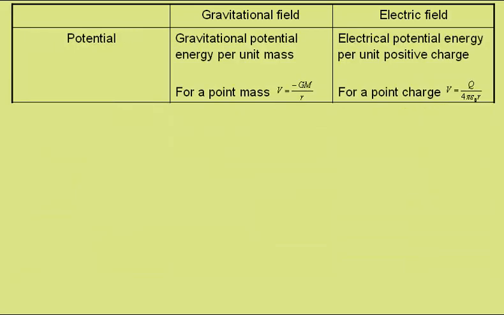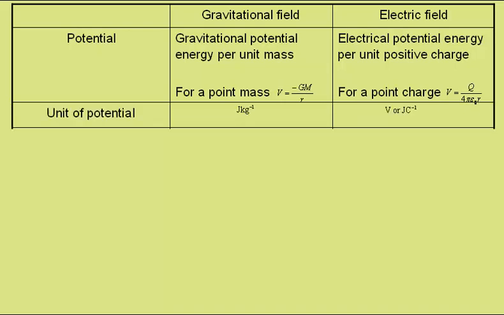Now to look at potential. Well, gravitational potential is the gravitational potential energy per unit mass at a particular point. And for a point mass m, the gravitational potential V is given by minus the gravitational constant times the mass m in kilograms over our distance from the centre of mass r. Electric potential is the electrical potential energy per unit positive charge at a particular point. And for a point charge, the electrical potential V is equal to the charge Q in coulombs over 4 pi epsilon naught times our distance from the charge r.